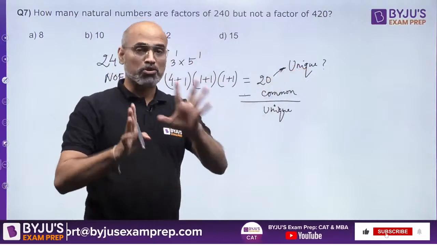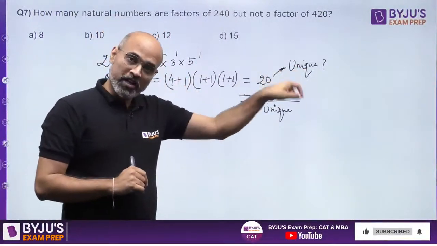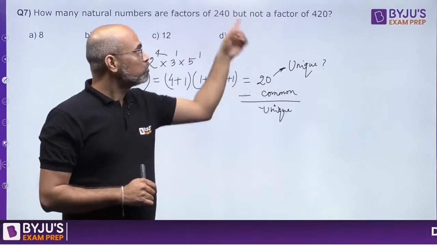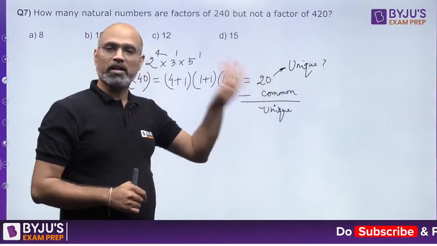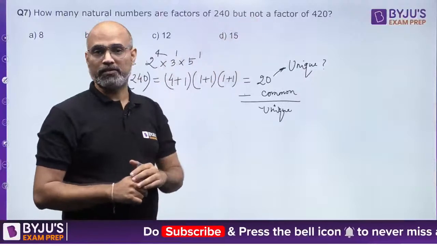Because finding the unique ones is a difficult task. So that's what I said, there are two ways to solve it. One is you actually figure out how many unique factors you have, or you figure out how many common factors you are going to have between these two, and remove them. So now our task is to figure out how many common factors we have.